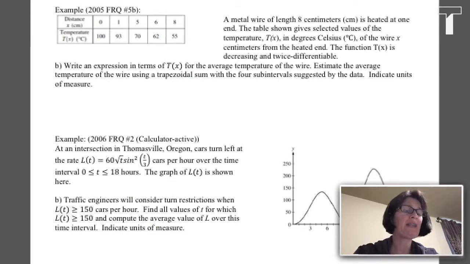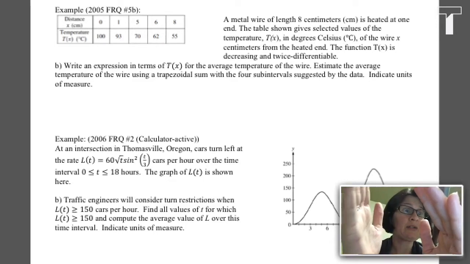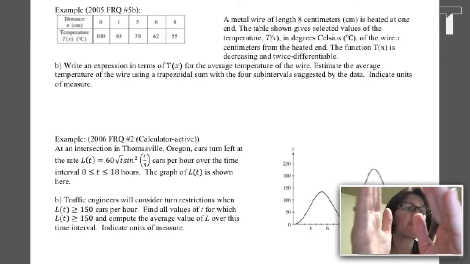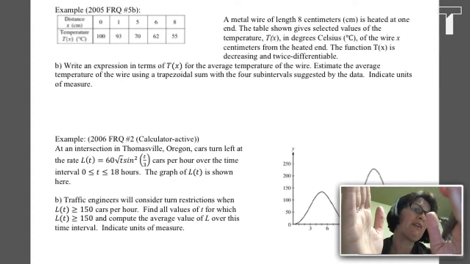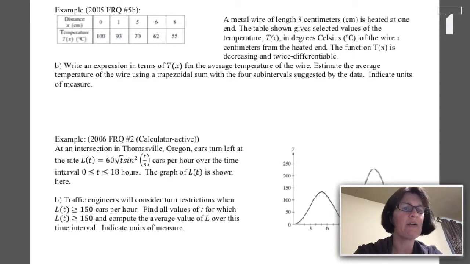Okay, here, imagine that I have a piece of wire and here's a heat source at one end of the wire, and it heats the wire, but it doesn't have as much effect far away. So I can measure the temperature along the wire, and near the heat source it's going to be really hot, and near the other end it's not going to be as hot. So that function, they've told us, is called T of x, the temperature of the wire, and it's measured in degrees Celsius. So we've been asked to write an expression in terms of T of x for the average temperature of the wire.